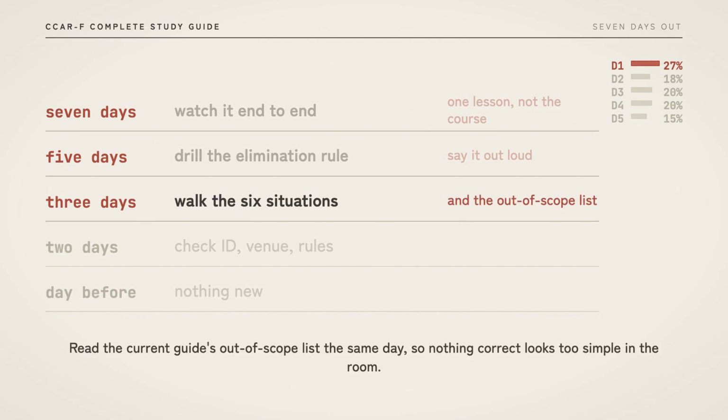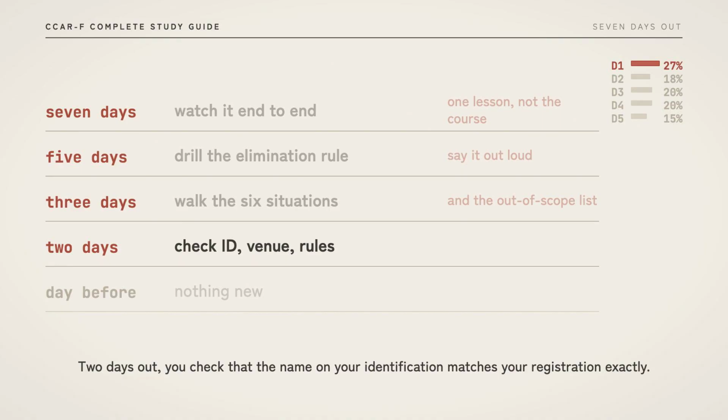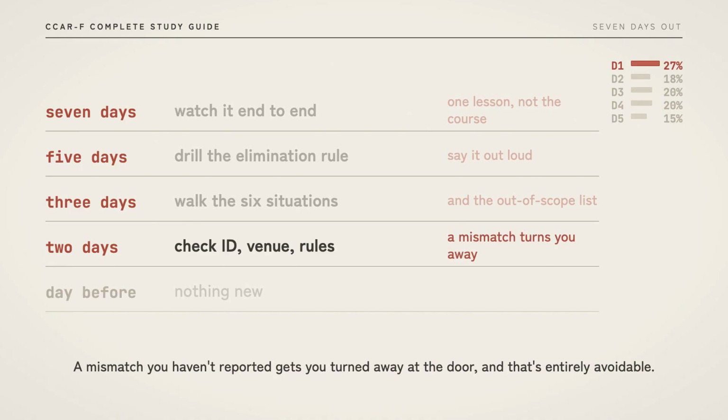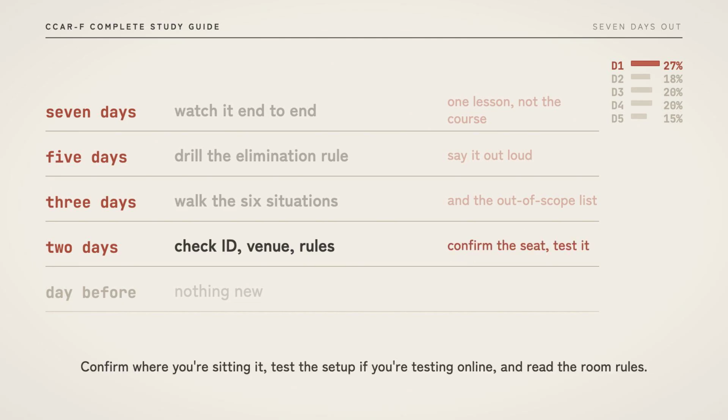Read the current guide's out of scope list the same day, so nothing correct looks too simple in the room. 2 days out, you check that the name on your identification matches your registration exactly. A mismatch you haven't reported gets you turned away at the door, and that's entirely avoidable. Confirm where you are sitting it, test the setup if you are testing online, and read the room rules. The exam is closed book on one monitor, with no notes, no translation tools, and no AI assistant.